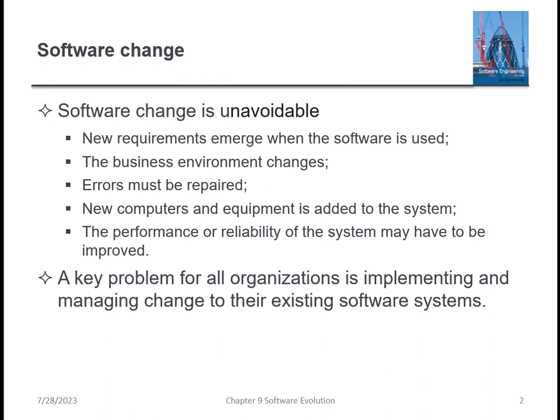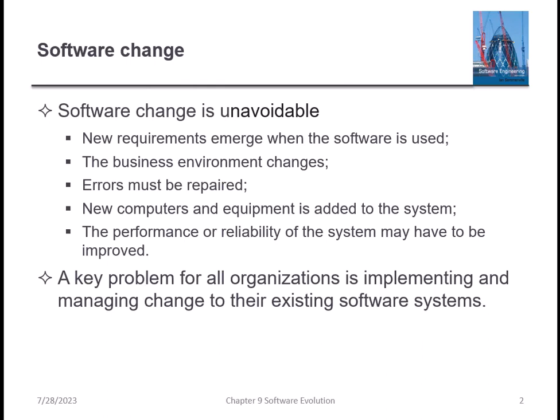The business environment changes, sometimes the business policies change, and we can say the business requirements change. Business environment changes bring business need changes, business rules can be changed, and on the basis of business requirements we then modify the user requirement list. Errors must be repaired, so not all the time do new modifications come, but we need to fix the existing errors and bugs in the system.